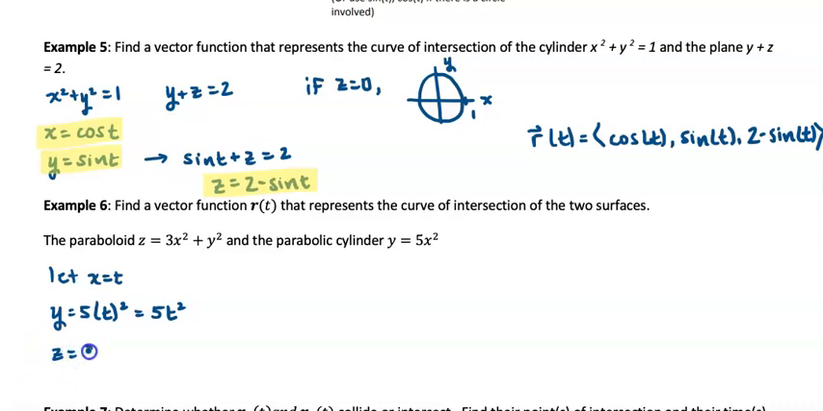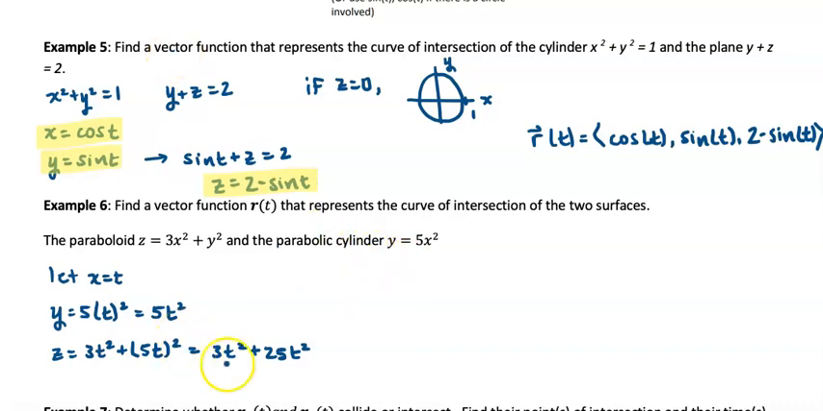And so our z is equal to 3t squared plus the quantity 5t squared. And so z is equal to 3t squared plus 25t to the power of 4. Now you might be saying, well, wouldn't it be easier to just call x t in this first example as well? And yes, we could absolutely do that, because remember we said that there are different ways that we can describe the same surface. So there are different equations we can use to describe the surface of this curve.